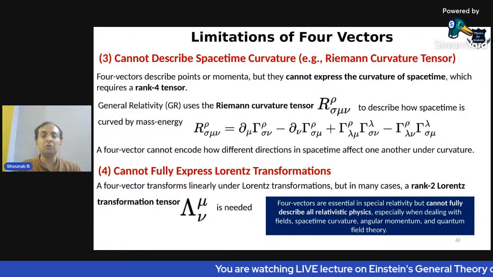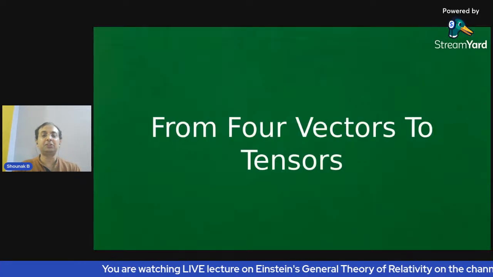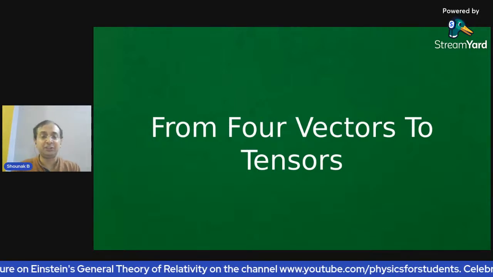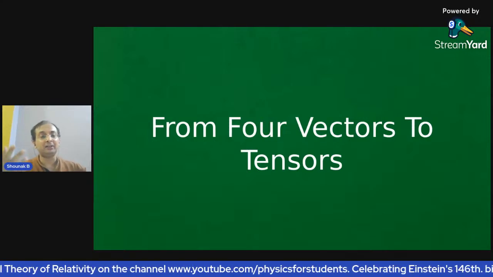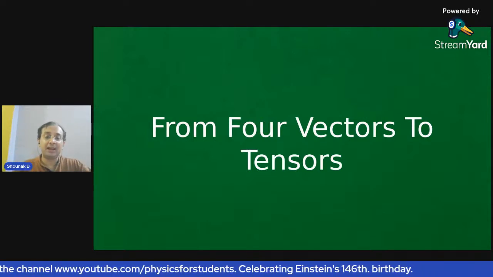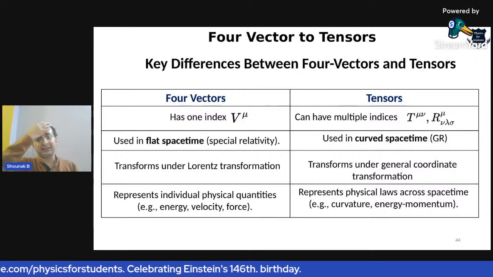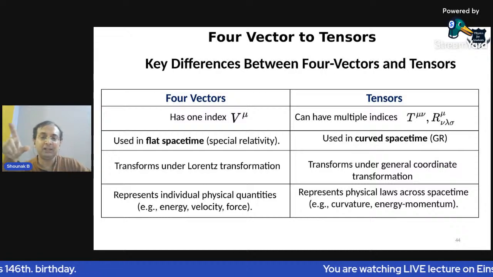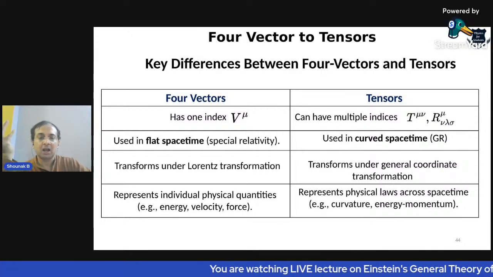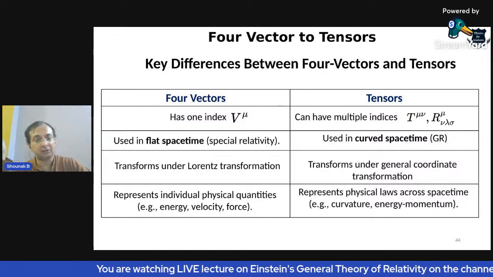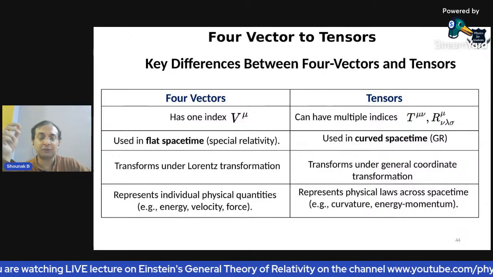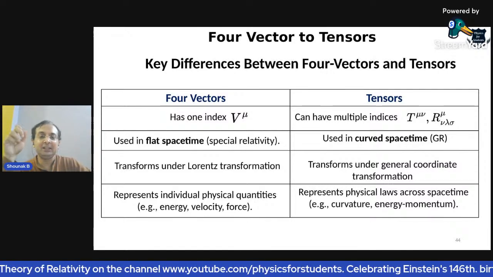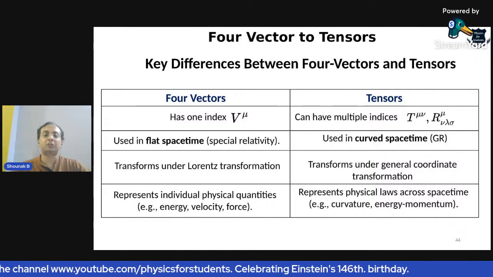So in order to understand, we need what are called tensors. And tensors are required, now you understand, because 4 vectors had a limitation. Here is a quick, tabular understanding of the differences. 4 vectors have 1 index, tensors have many indices. 4 vectors are used in flat space-time, tensors in curved space-time. 4 vectors transform under Lorentz transformation, but as we will see in general relativity, we need coordinate transformation. 4 vectors represent individual quantities, while tensors represent fields across space-time.